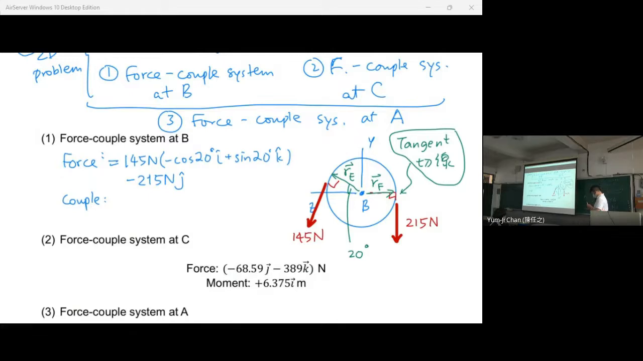Because this is 20 degrees, so it is, sorry, this one is J. So this one goes to minus y direction, and plus z direction. So this is minus cosine 20 degrees J and sine 20 degrees K.